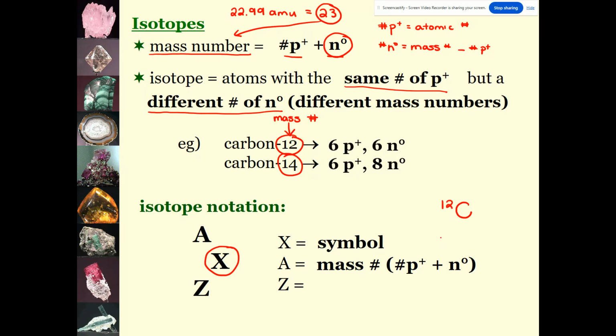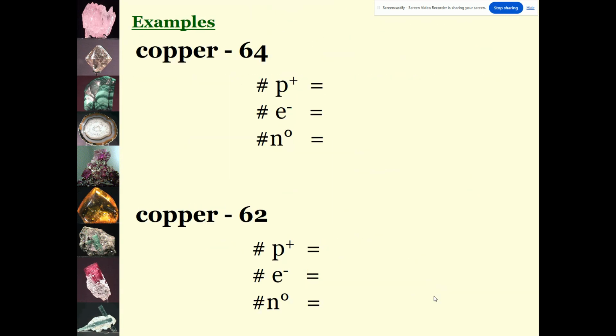And then Z is a number written at the bottom left-hand side, which is the atomic number, the number of protons. So for carbon-12, that would be a 6. Okay, so the isotope notation for carbon-12 would look like as follows. For carbon-14, it would be very similar. It would be C, but with a 14 on the top and a 6 on the bottom.